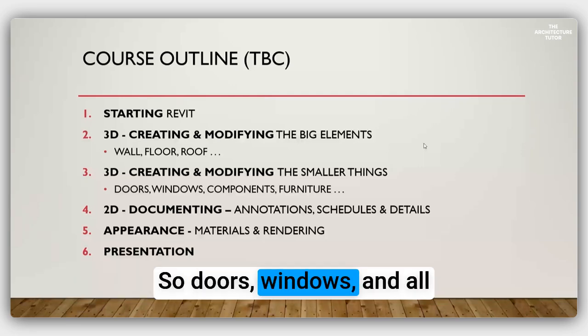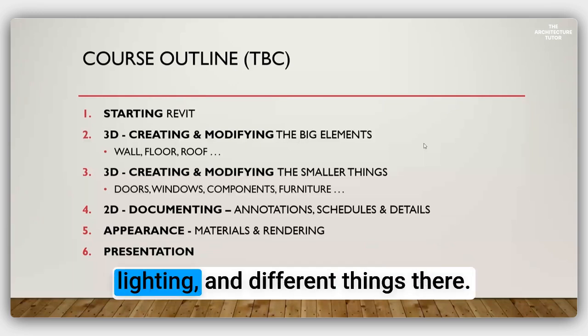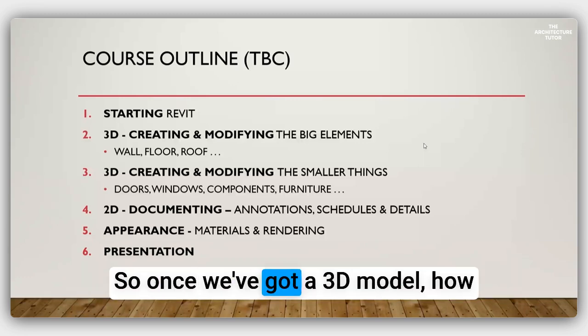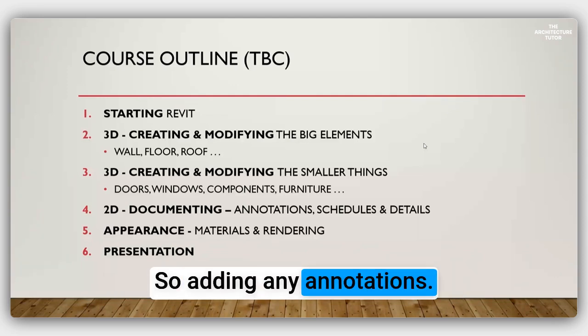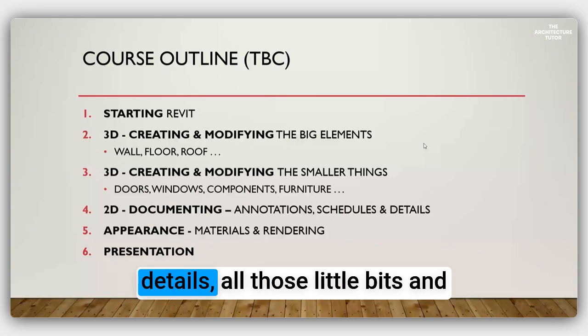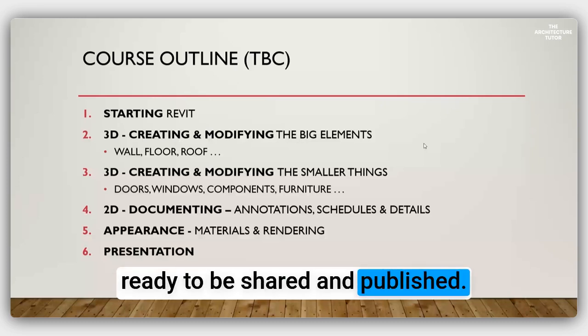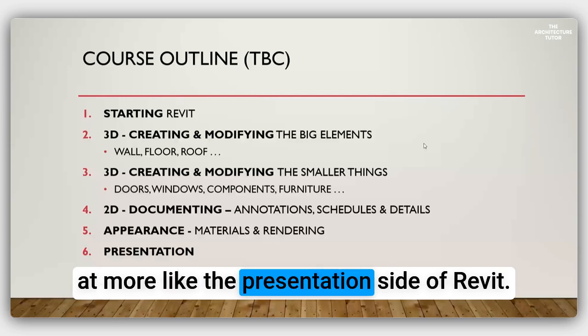So doors, windows, and all different sorts of components, so furniture, we might look at lighting and different things there. Then we're going to look at documenting. So once we've got a 3D model, how we go about documenting that. So adding any annotations, details, all those little bits and pieces to get our drawings ready to be shared and published. And then the last 2 lessons, we're going to look at more the presentation side of Revit.